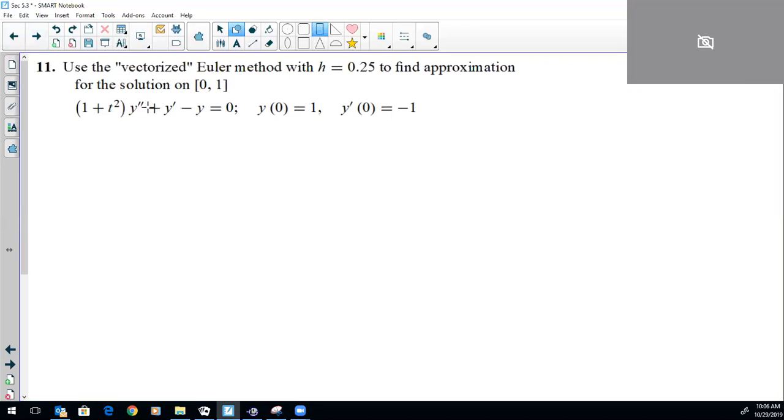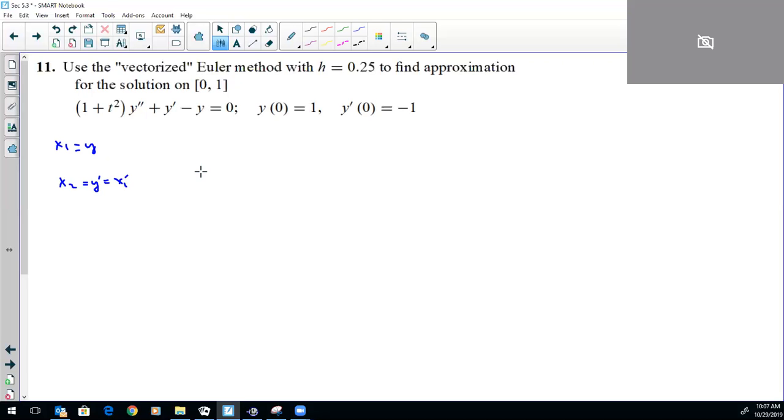We have a second order DE, so we're only going to need 2 variables here. We're going to need an x1, and we're going to need an x2. x1 is always y. x2 is y prime, which is the same thing as x1 prime.